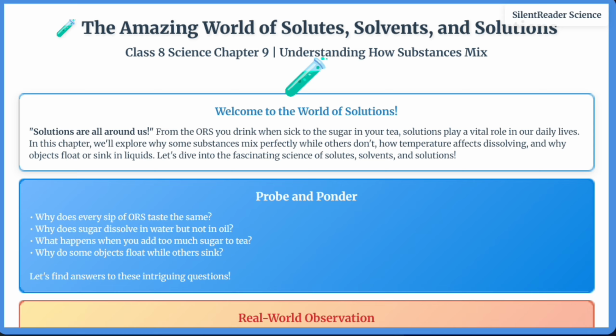We begin by observing everyday examples: the sugar in your tea, the salt in your food, the ORS you drink when sick, and learn to classify them based on their uniformity and composition. Get ready to discover why every sip of ORS tastes the same, how temperature affects solubility, and what makes water the universal solvent.